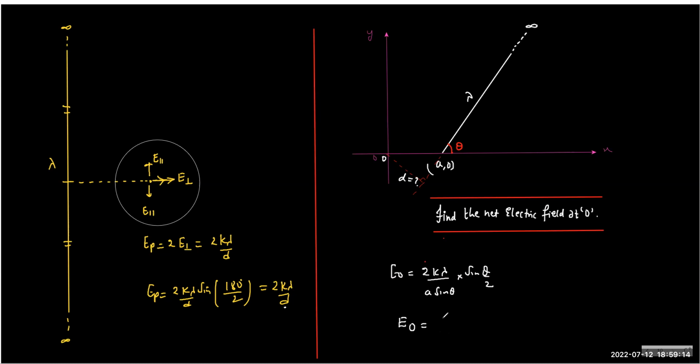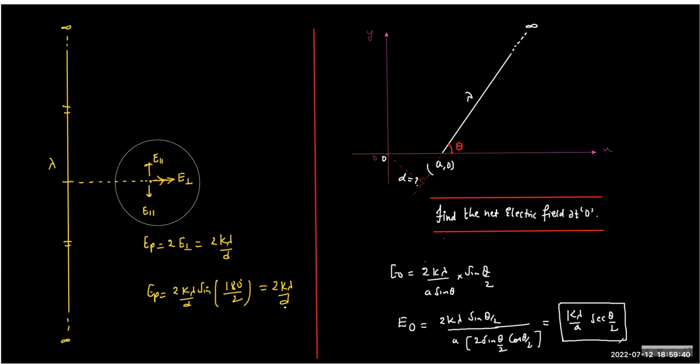So the E at O turns out to be 2k lambda sine theta by 2 over d. This you can write as d into 2 sine theta by 2 into cos theta by 2, so d cos theta by 2. So this is k lambda by d, sec theta by 2. That's the answer. It is clear, guys? Yes.